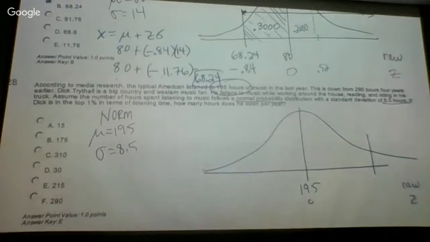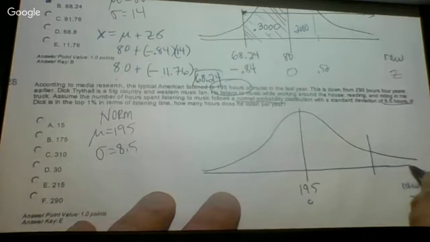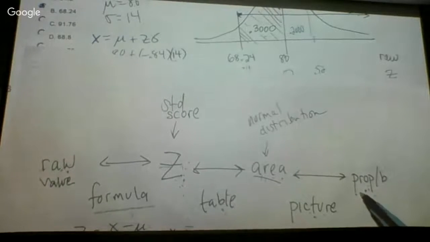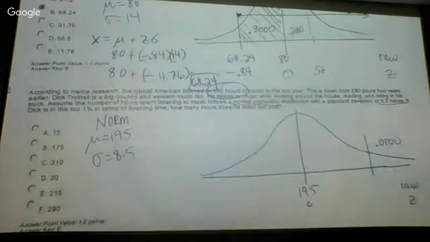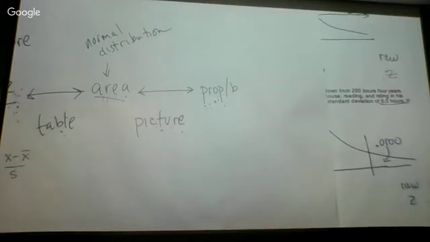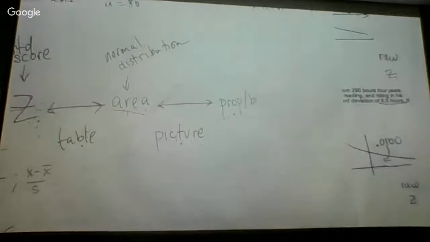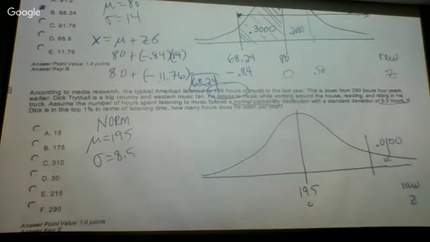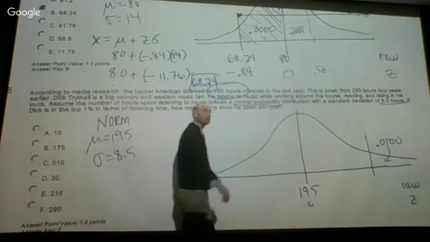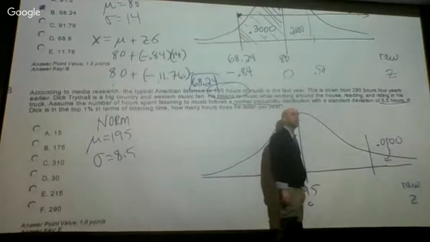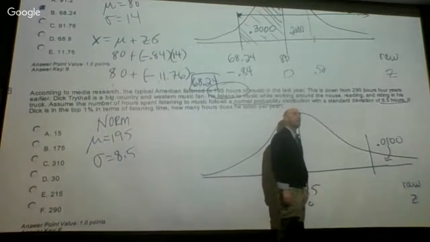Express 1% as a decimal, Jack. 0.01. So that proportion, being in the top 1%, is now drawn on my picture. I need to find an area that my table can use based on my picture. Based on my picture, what is the area my table can use, Jack? 0.5. Well, that'd be 0.4. 0.4 what? 0.400. A little more.